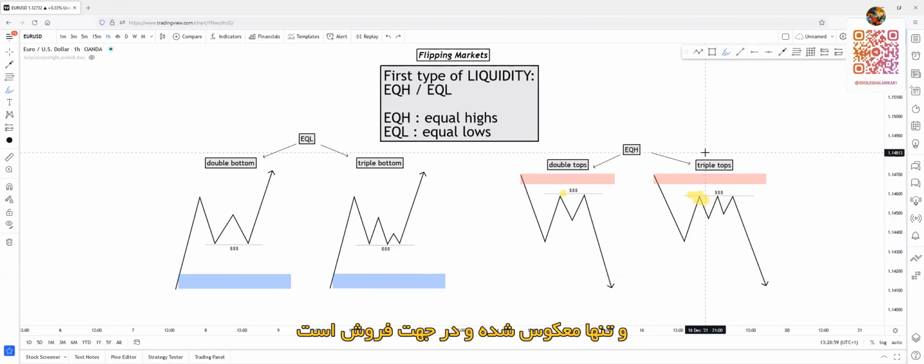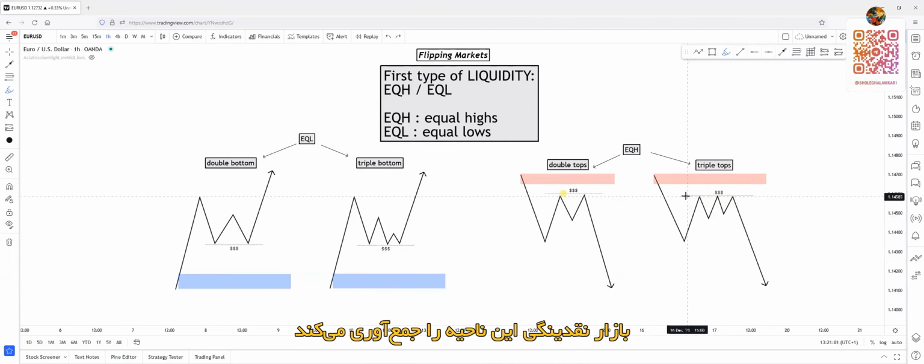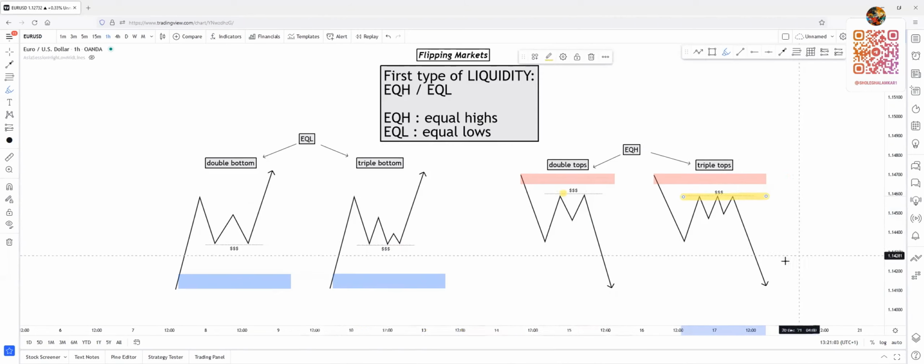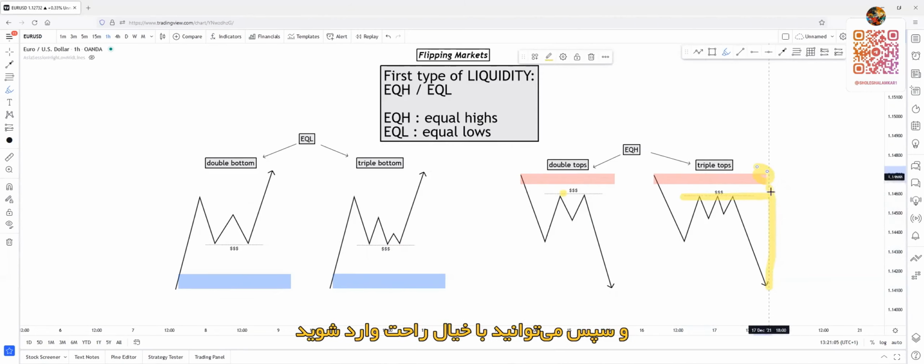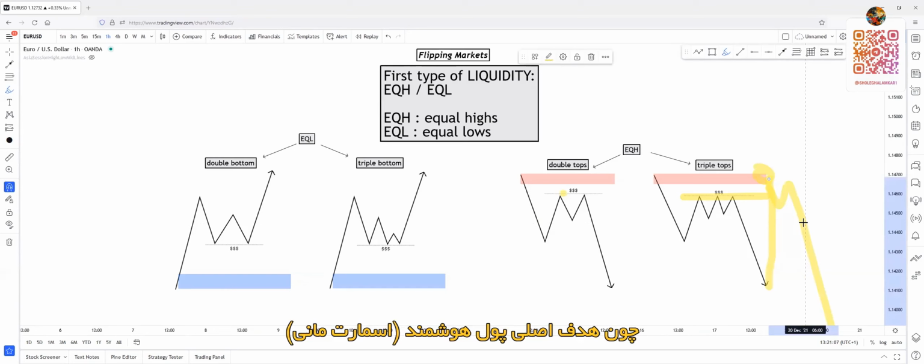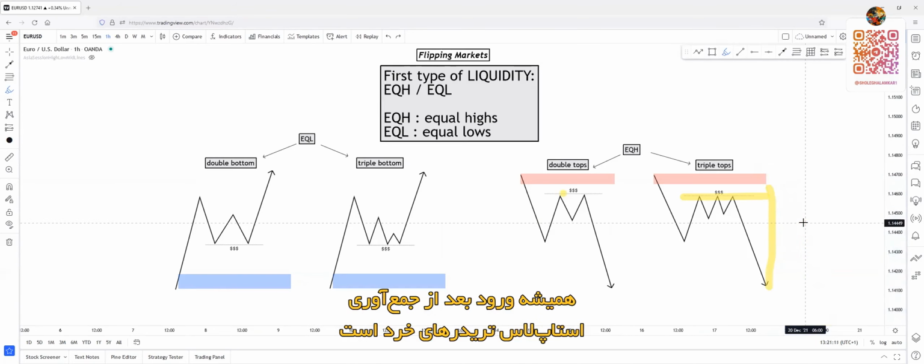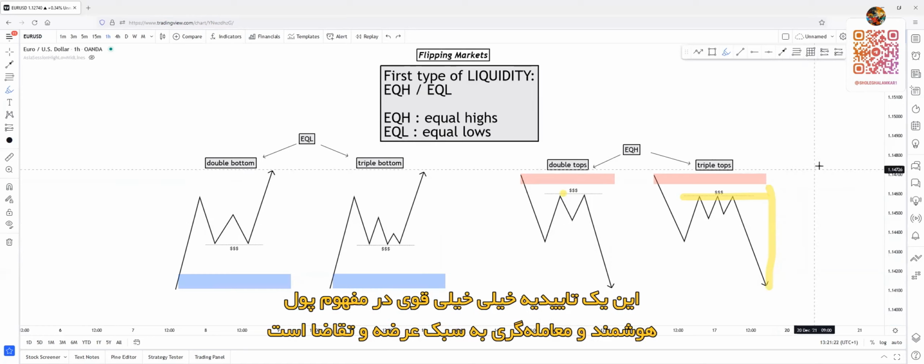Just on the other side, on the seller side, the market will sweep all of the liquidity from this region too, tap into this supply zone, and after that you can hop in a trade easily. Because the main purpose of smart money is to always enter after the retail traders' stop losses have been swept and taken out. So you only want to enter after the stop losses have been swept. This is a really, really strong confirmation in smart money concepts and supply and demand trading.